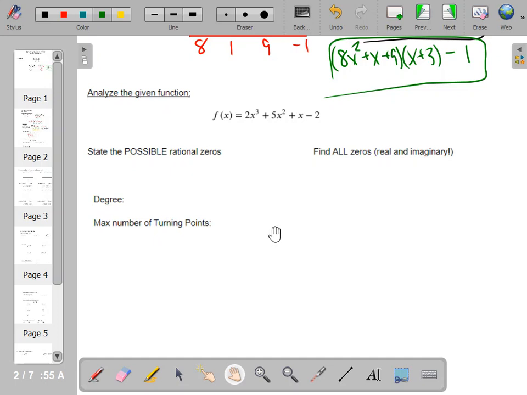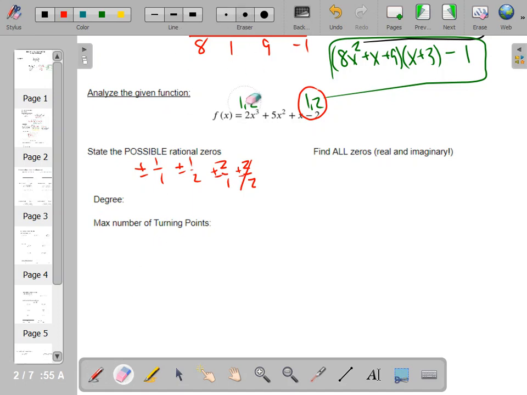Analyze. So first thing you're going to want to do is list possible rational zeros. So 1 and 2. You list the factors of each of these, and then you write these as numerators. So plus or minus 1 over 1, plus or minus 1 over 2, same thing, 2 over 1, 2 over 2. 2 over 2 is actually a repeat. That's 1 over 1, so you don't really need to list that again.